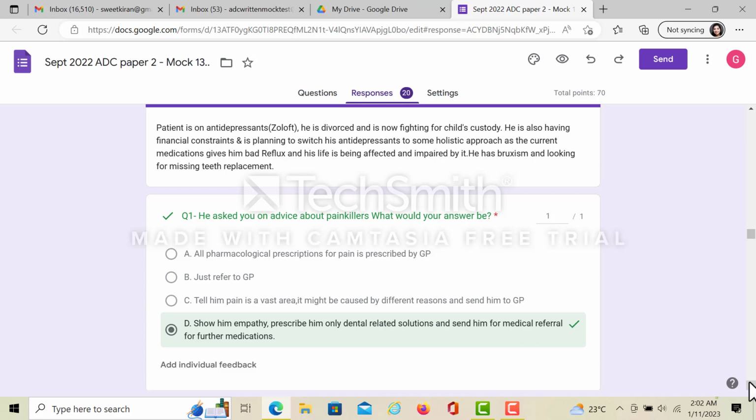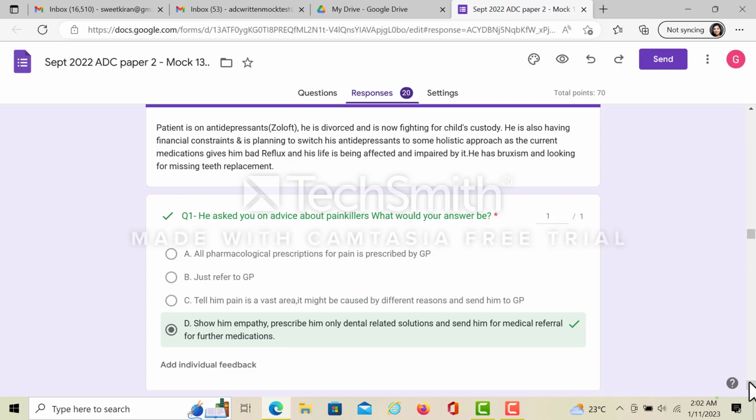All pharmacological prescriptions for pain are prescribed by GP. No, you can't say that because you can prescribe painkillers. Just refer to GP. Technically not a wrong option, but let's see other options. Tell him pain is a very vast area and it may be caused by different reasons and send him to GP. Not a bad option again. Show him empathy, prescribe him only dental related solutions, and send him for medical referral for further medication. Now, this is a very comprehensive and right option. But if this option was not there, my options B and C are also correct. But because option D is given, I'm going to choose that.